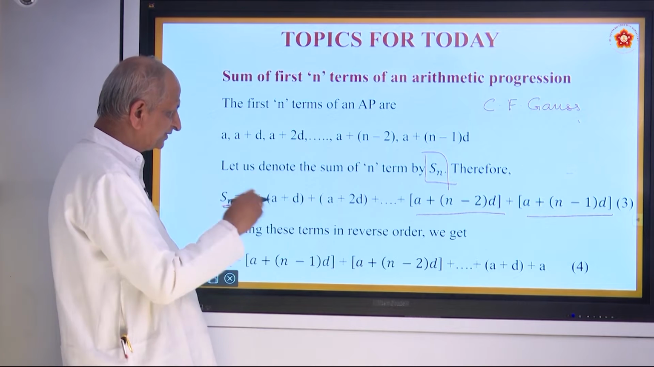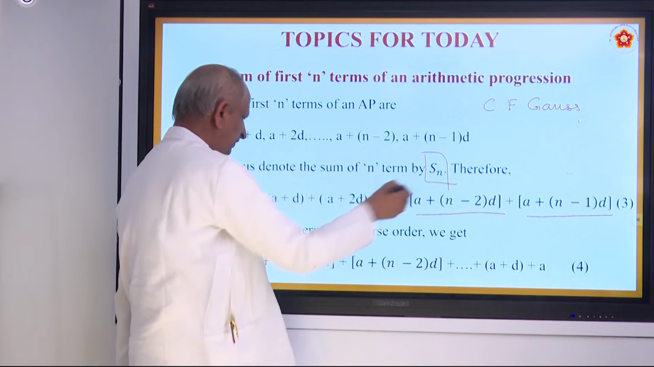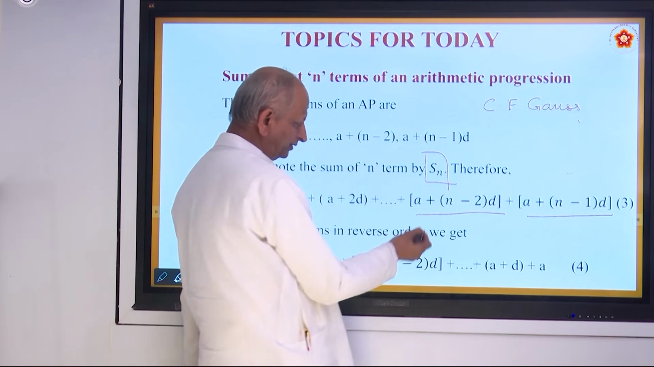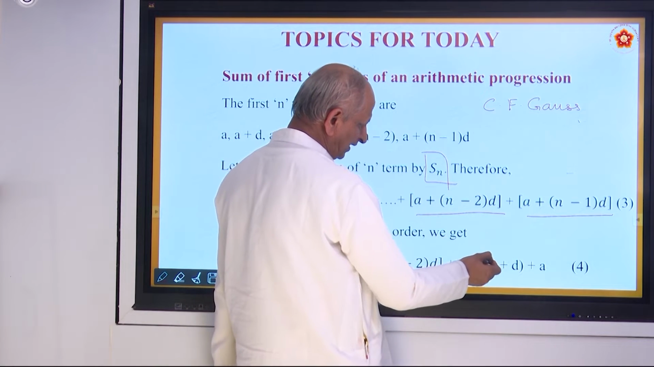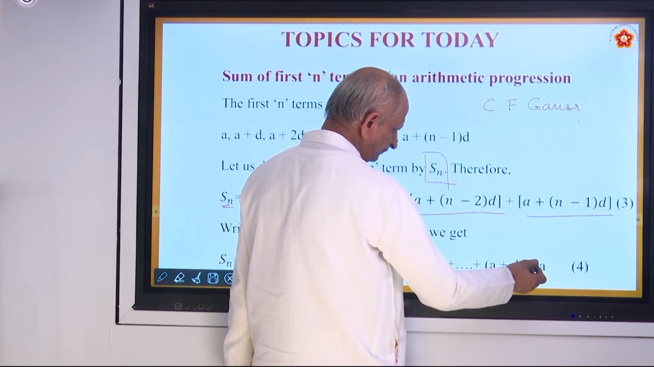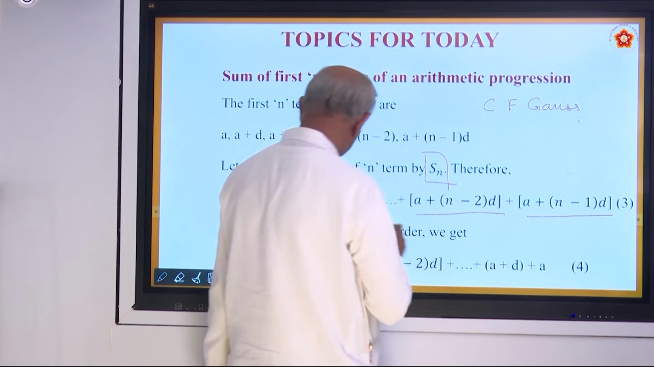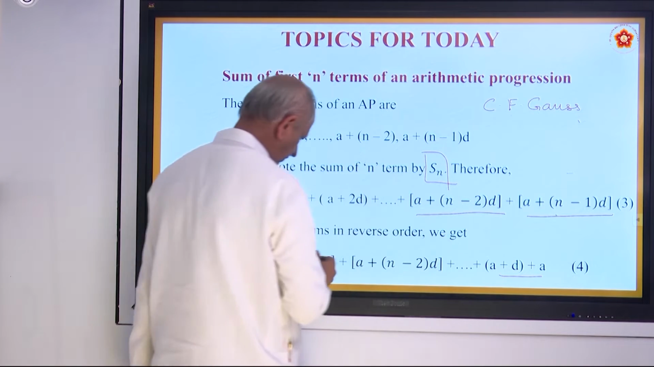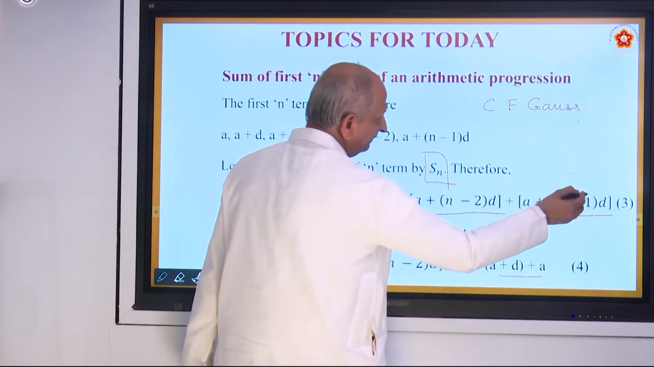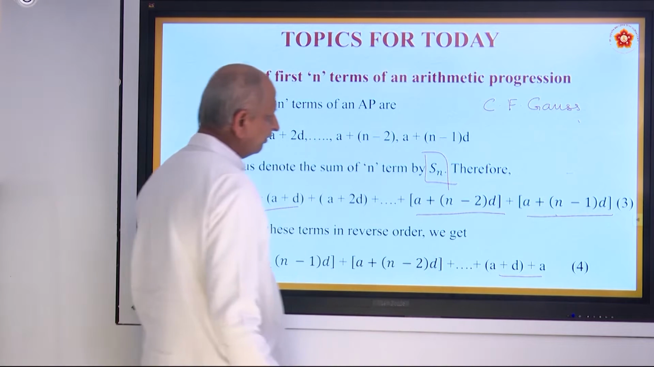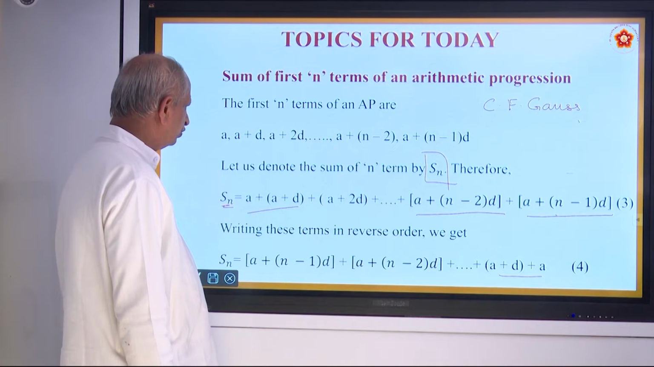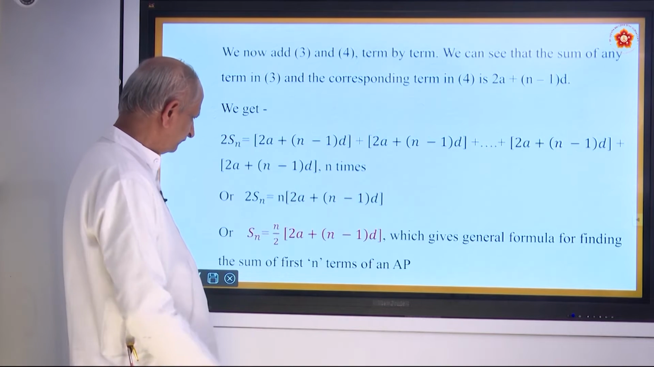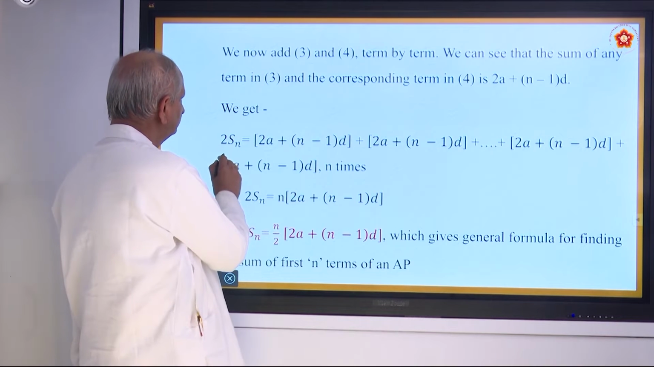Now writing in the reverse order. The last one is a plus n minus 1 into d, then a plus n minus 2 into d, then n minus 3, like that, ending with a plus d, then a. That is equation number 3, and this is equation number 4. Adding these two, we get 2Sn.